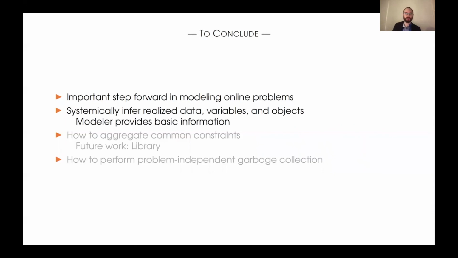And what do we have? Well, we are now able to systematically infer realized data, variables, and objects. The modeler provides some basic information, which is the little problem-specific step that is left. But essentially, this should be quite straightforward if you know what kind of problem you're modeling. We're also able to look at and aggregate common global constraints, common combination constraints, right? And obvious future work here is to create some kind of aggregation library. And finally, how to perform problem-independent garbage collection in these high-level online models.